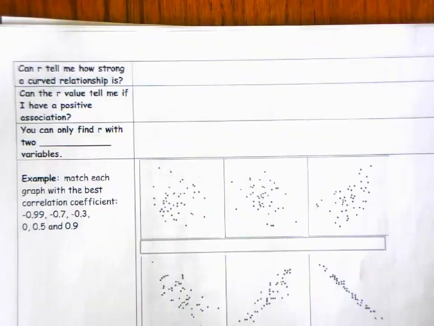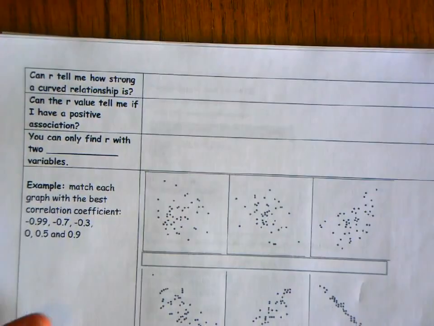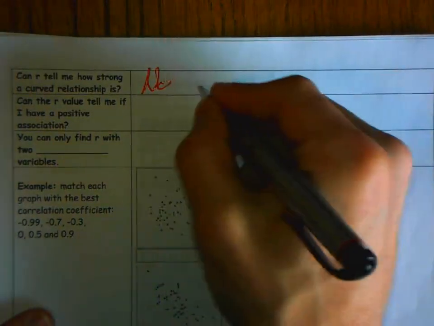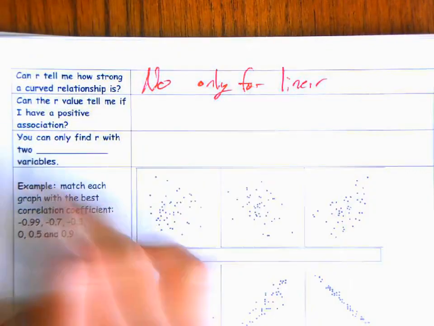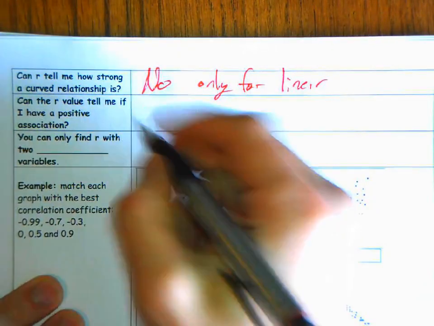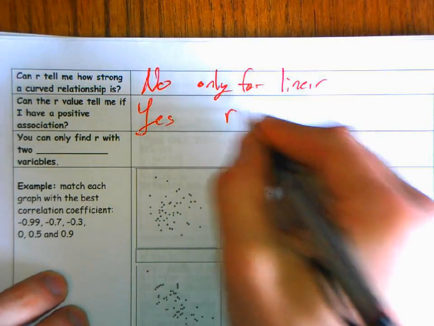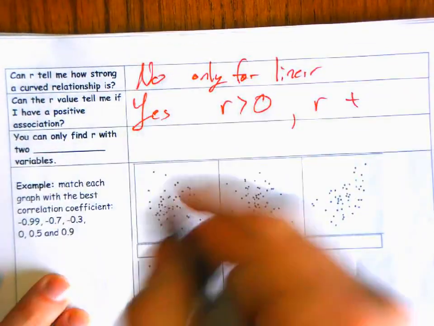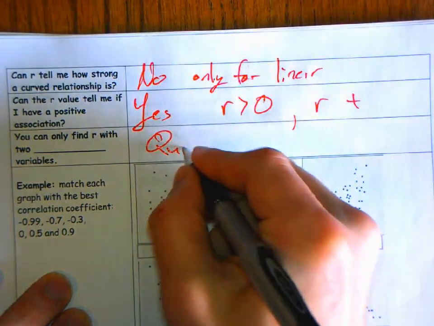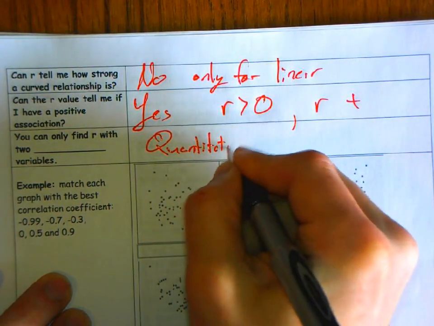Last page? No. Oh, we got a few pages left. We got some work to do. Sorry about this. It's going to be a long lecture. I'll try and get done in 5 minutes, though. Can R tell me how strong a curve relationship is? No. It's only for linear. Can R tell me if I have a positive association? Yes. If R is greater than 0. That is, if R is positive. And you can only find R with 2 quantitative variables.